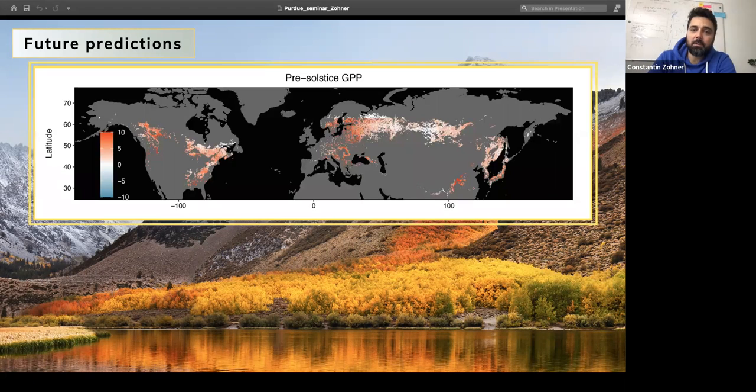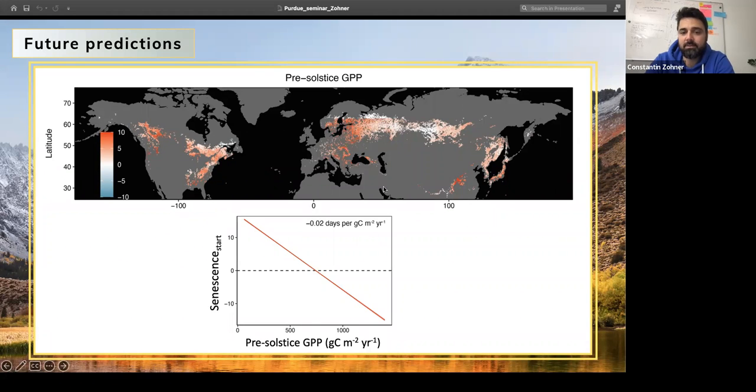And one important thing, of course, is that what we see here is that pre-solstice productivity is actually increasing across most of these regions over time. So red pixels basically indicate that over the past decades, early season productivity has been increasing. And we know that there is this negative correlation between pre-solstice productivity and the start of senescence. So this, of course, implies that if productivity is increasing and it's negatively correlated with senescence, then we should actually expect an earlier onset of senescence in the future.